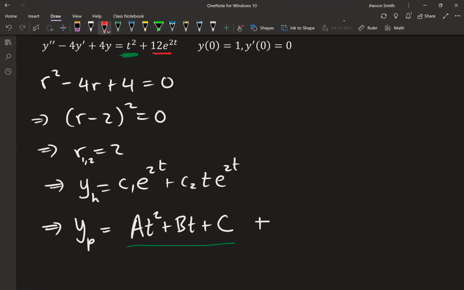Now I look at this part of G, and I'm going to write down what would work there. So that's just a constant times e to the 2t. So I'm also going to have a constant times e to the 2t. Now I look for overlaps. YH, oh, there's already a constant times e to the 2t. So I multiply by t. Check for overlaps again. Oh, there's also a constant times t times e to the 2t. Multiply by t again. And that is that.